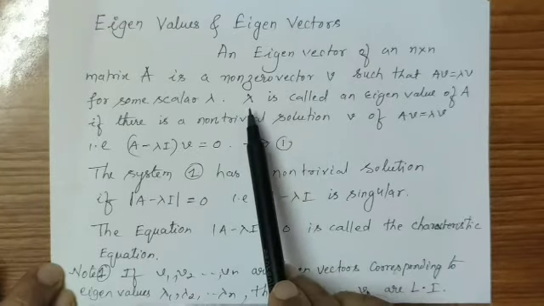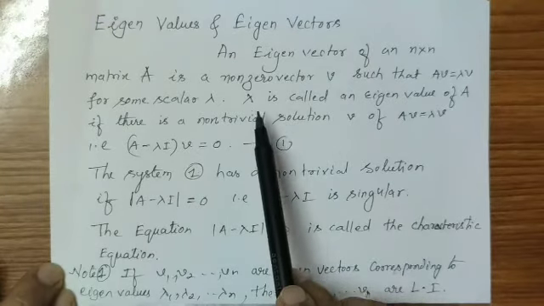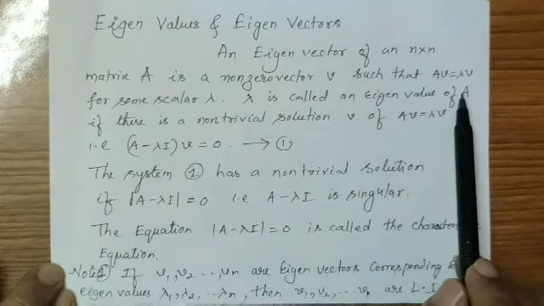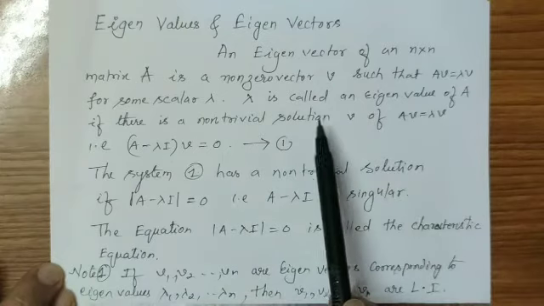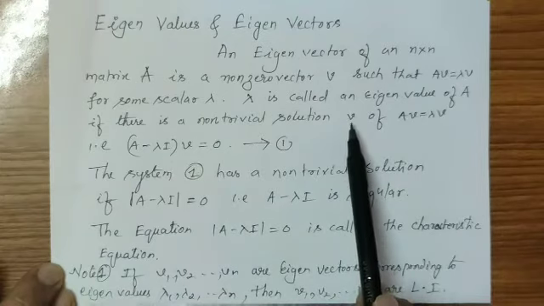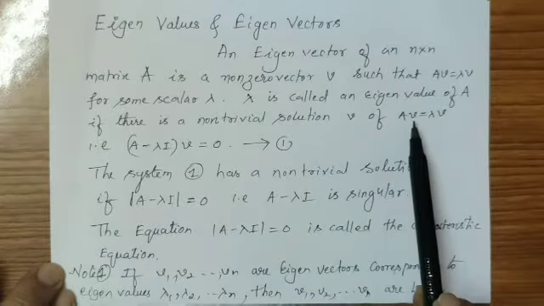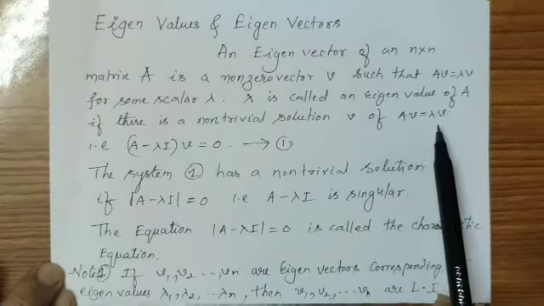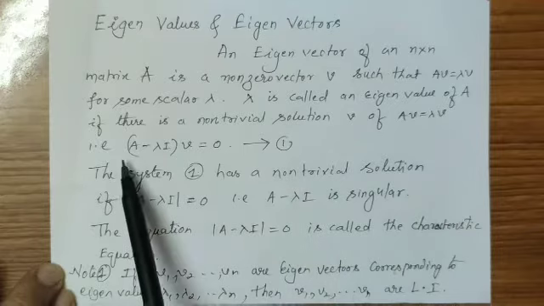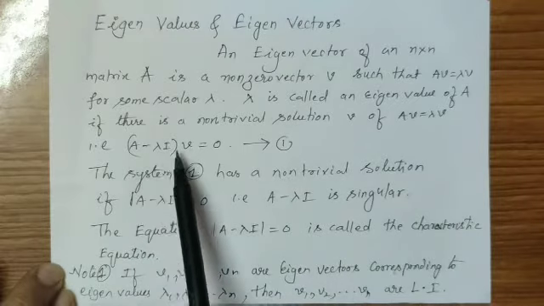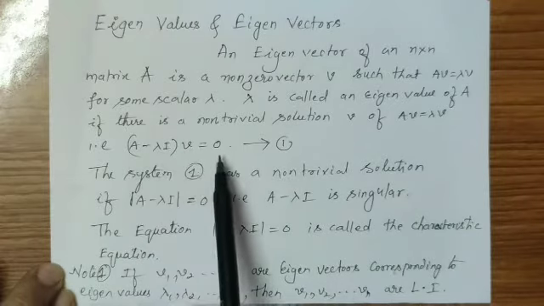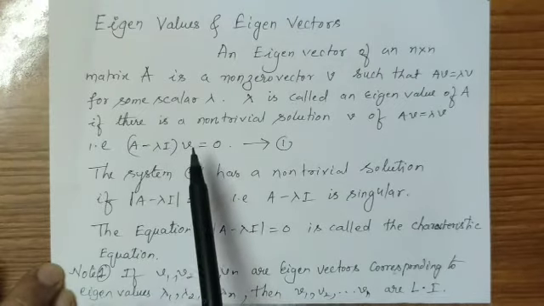Lambda is called an eigenvalue of A if there is a non-trivial solution V of this transformation, that is AV is equal to lambda V. That is, A minus lambda I times V should be equal to 0. This gives us a homogeneous system of equations.